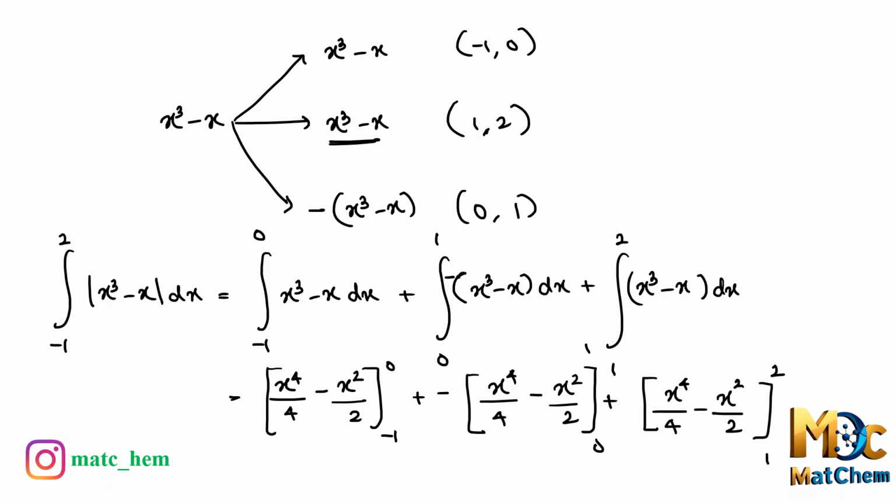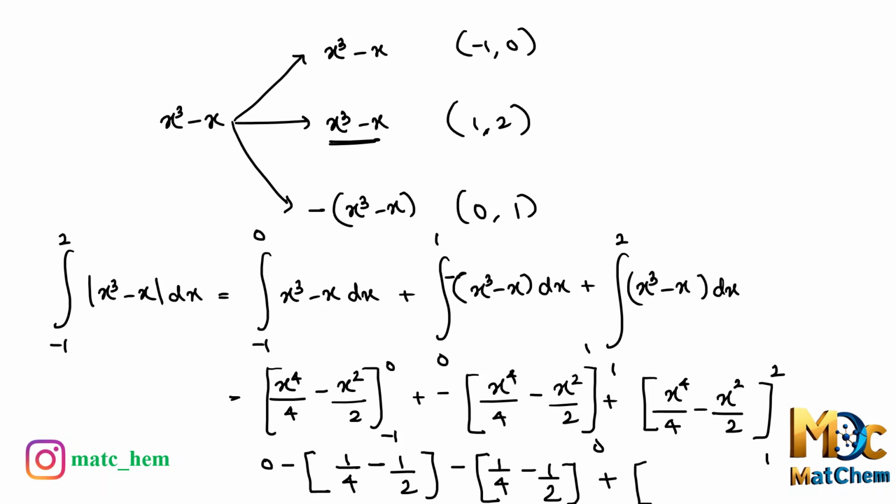Now we can apply the limits. In the first case the higher limit is 0, so there is no need to apply it. So 0 minus, when you apply -1, minus 1 raised to 4 is 1 by 4, minus the square of -1 by 2, is 1 by 2. Correct? Then minus of, here the upper limit is 1, so 1 by 4 minus 1 by 2. No need to apply the 0 because it will become 0.